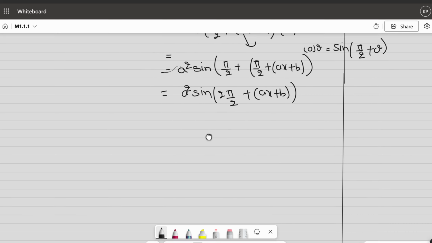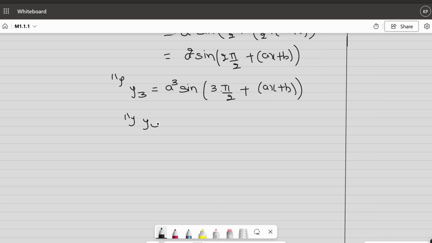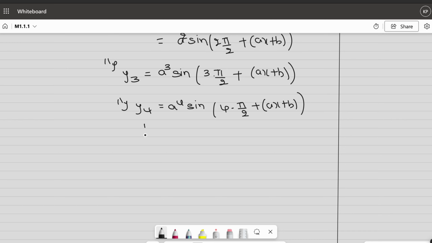So similarly we will get y3 as, with the help of the same pattern, a cube into sine of 3 pi by 2 plus ax plus b. Similarly, y4 can be written as a power 4 into sine of 4 into pi by 2 plus ax plus b. With the help of the similar pattern, we can derive the antiderivative as yn is equal to a power n into sine of n into pi by 2 plus ax plus b.